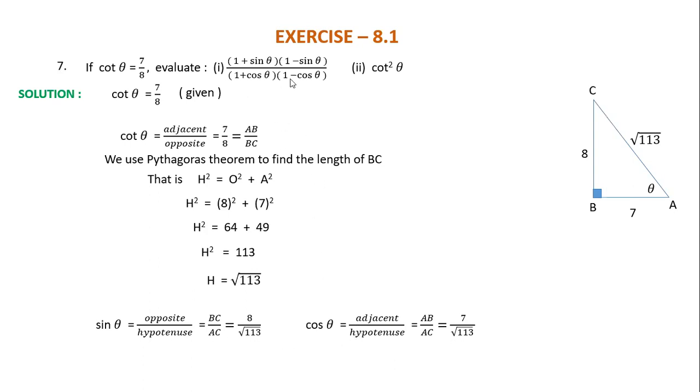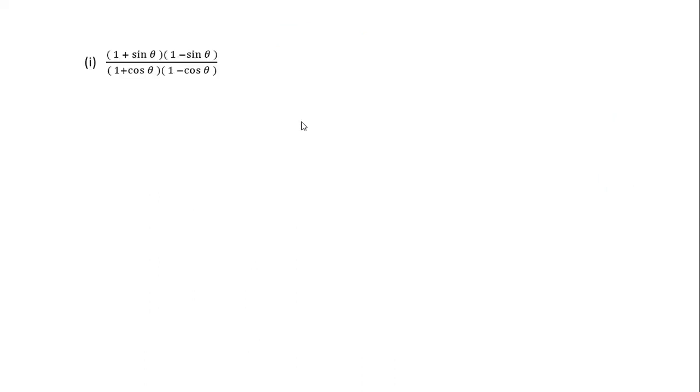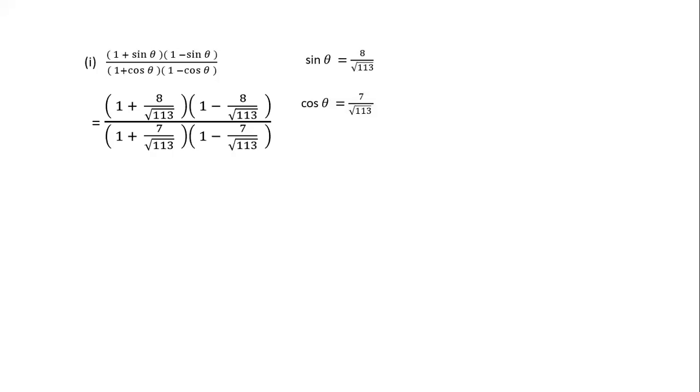Now let's put them in this expression. This is the expression. Let's put the values. Sine is 8 upon root 113. Cos is 7 upon root 113. So this is the value of sine: 1 plus 8 upon root 113, 1 minus 8 upon root 113, 1 plus 7 upon root 113, 1 minus 7 upon root 113.